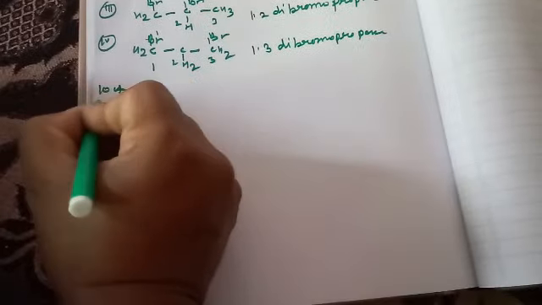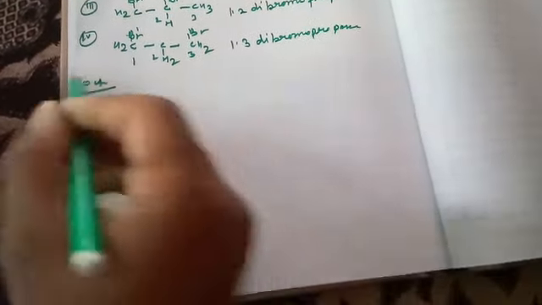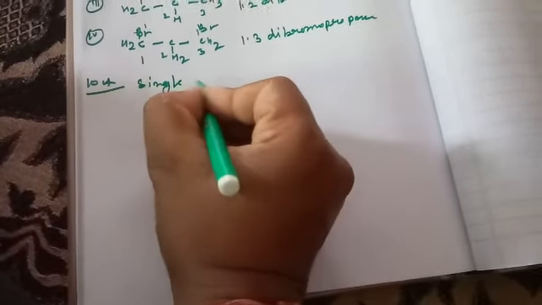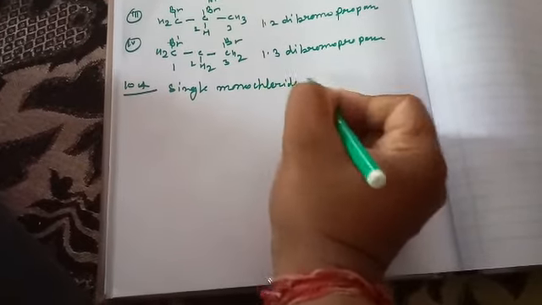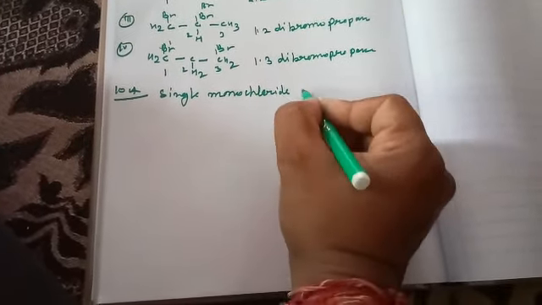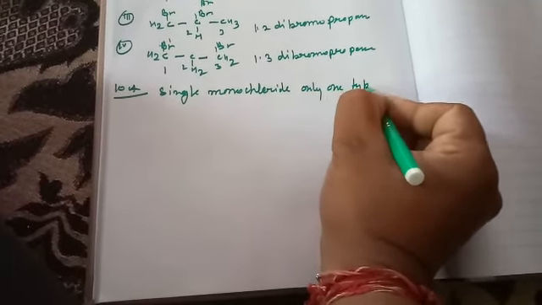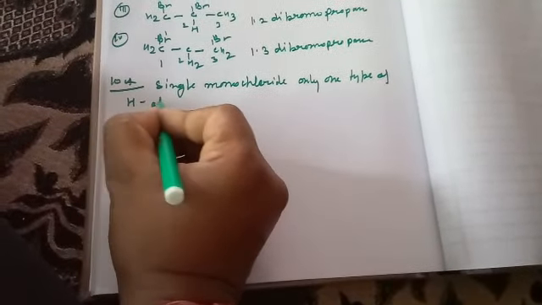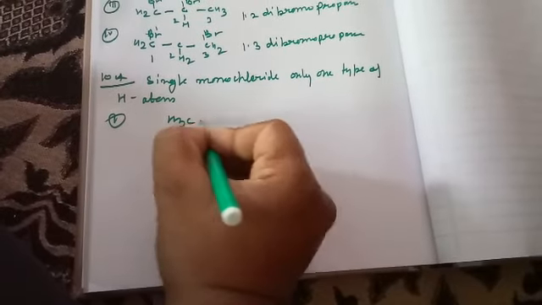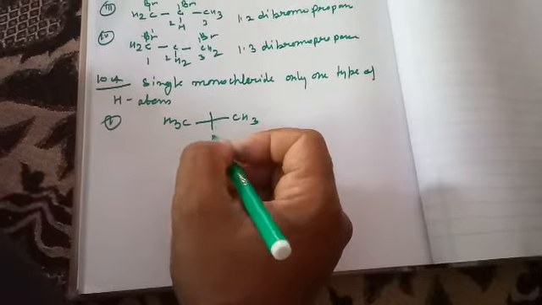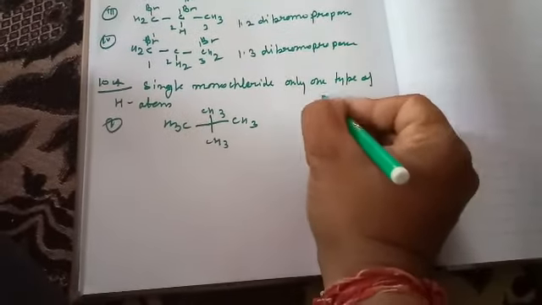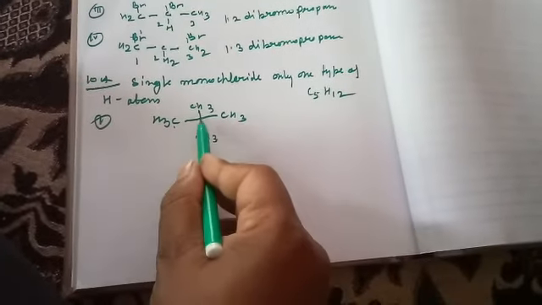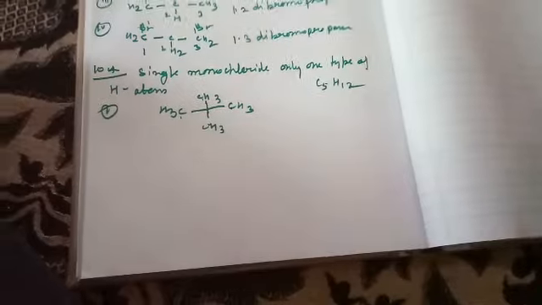Answer 10.4. Single monochloride means one type of H atoms. First: CH3, CH3 and CH3, because the given molecular formula is C5H12, 1, 2, 3, 4 and 5 carbons. And second isomer.